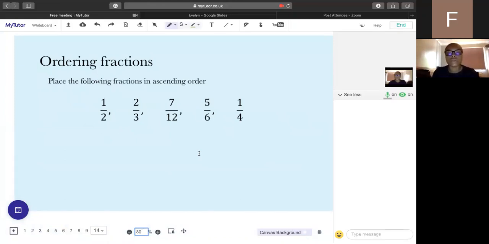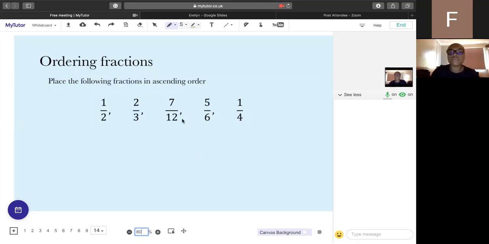So we've got a half, 2 over 3, 7 over 12, and 5 over 6 and a quarter. So first of all, I want to find equivalent fractions for each of these fractions with exactly the same denominator. So I need to find a common multiple for each of the denominators. Now we have 2, 3, 12, 6, and 4. So using my knowledge of multiples and factors, I know that each of these numbers is a factor of 12. So I would like to change all of my fractions into equivalent fractions with a denominator of 12.